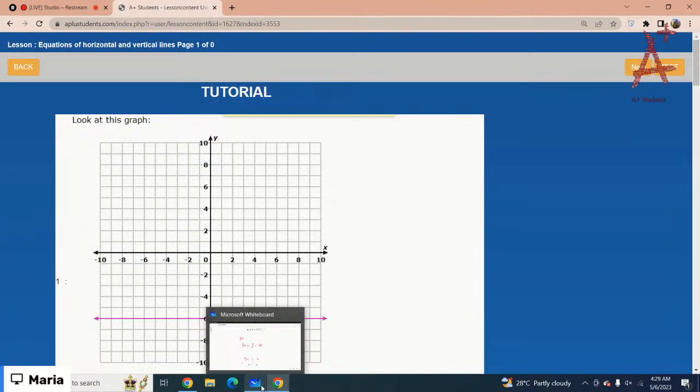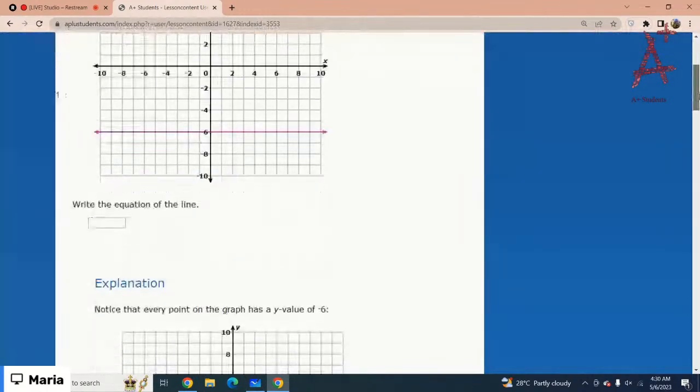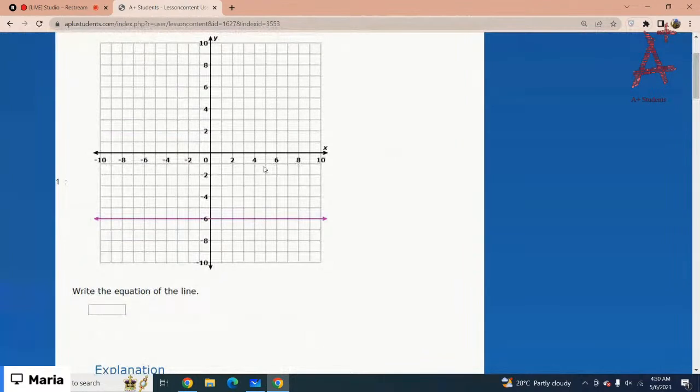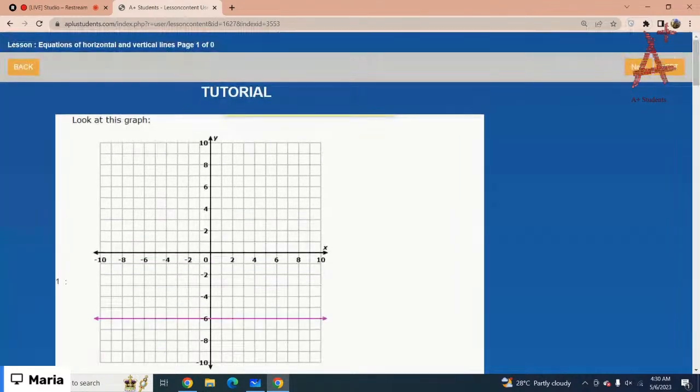Okay, look at the graph. Write the equation of the line. You can see the line is parallel to the x-axis. Got it? And also the point is on the y-axis, -6. That means the equation of the line would be y equals -6. Got it? It would be y equals -6. Let's just start with the practice questions.